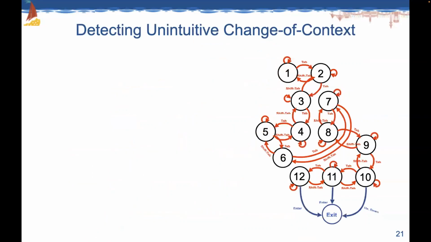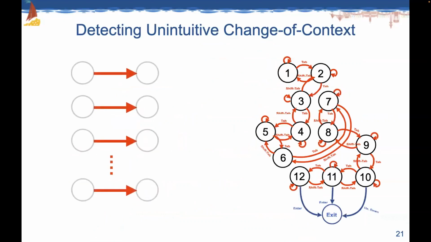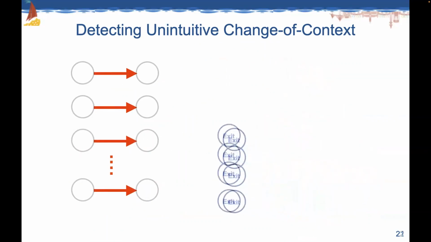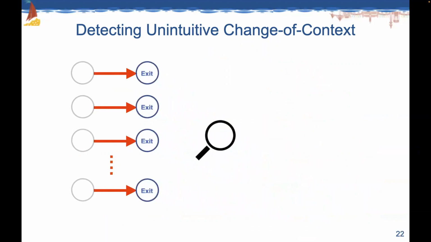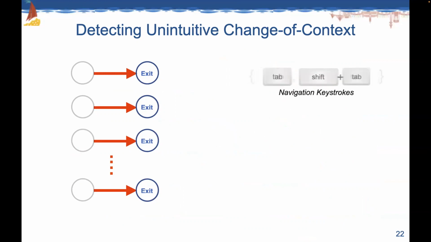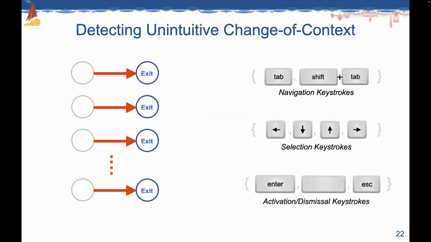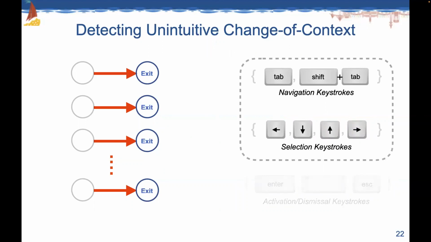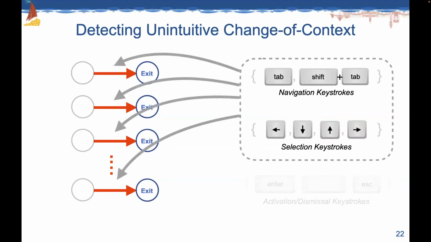To detect unintuitive change of context KNFs, the approach examines all the edges that lead to the exit node. Each of these edges represents a keyboard action that causes the page to navigate to a different page, in other words, a change of context. Here, we are only interested in those edges that represent actions not used for activation. Therefore, our approach identifies only those edges whose actions are Tab, Shift-Tab, or arrow keys.